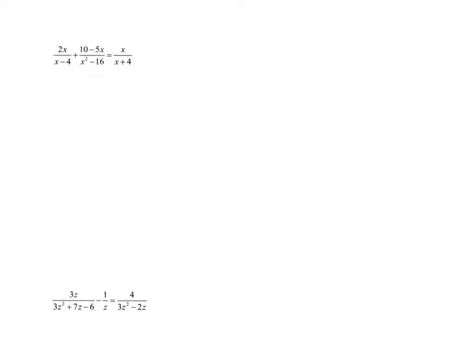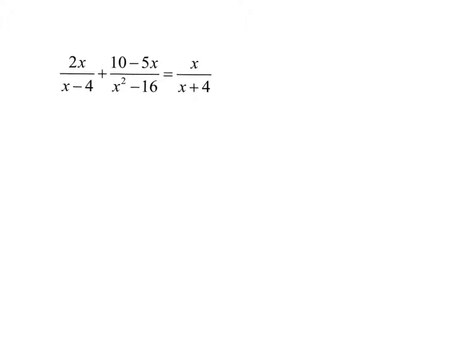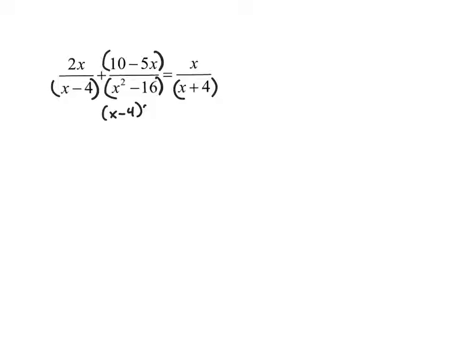Okay, let's look at this one. So we have 2x over x minus 4, plus 10 minus 5x over x squared minus 16, equals x over x plus 4. So lots of things to put in parentheses here. Lots of binomials. But the interesting thing about this one is if you look at this denominator, x squared minus 16, we know that's the difference of squares. And you should always factor all your denominators because it just makes finding the LCD much easier.